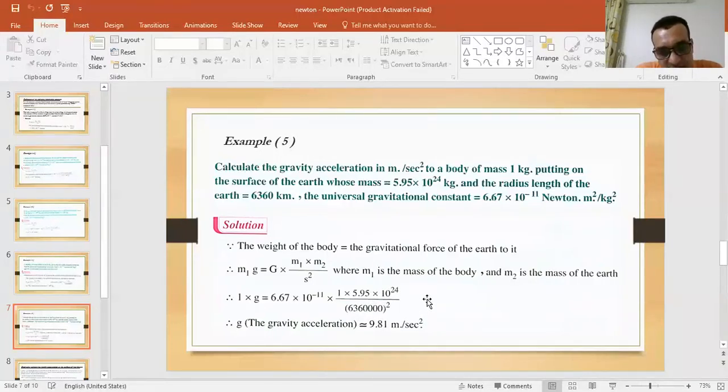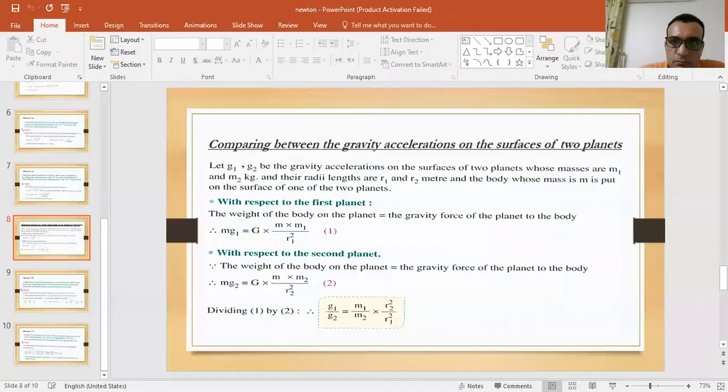By simplification and using a calculator, we get that g, the gravity acceleration, equals approximately 9.81 meters per second squared. Now, comparing the gravity acceleration on the surface of two planets. Let g1 and g2 be the gravity acceleration on the surface of two planets, whose masses are M1 and M2 kilograms, and their radii lengths are R1 and R2 meters, and the body whose mass is M is put on the surface of one of the two planets.